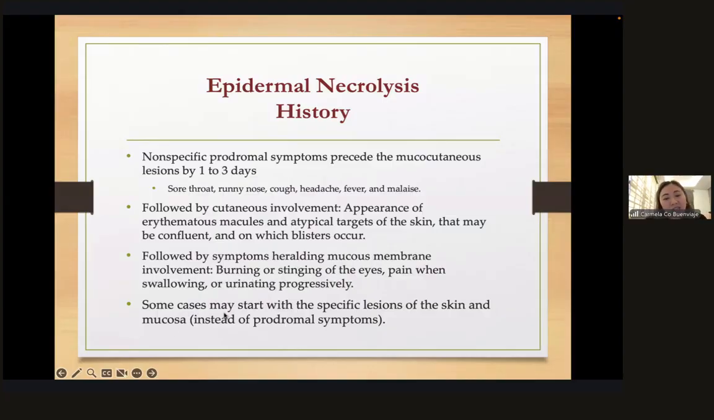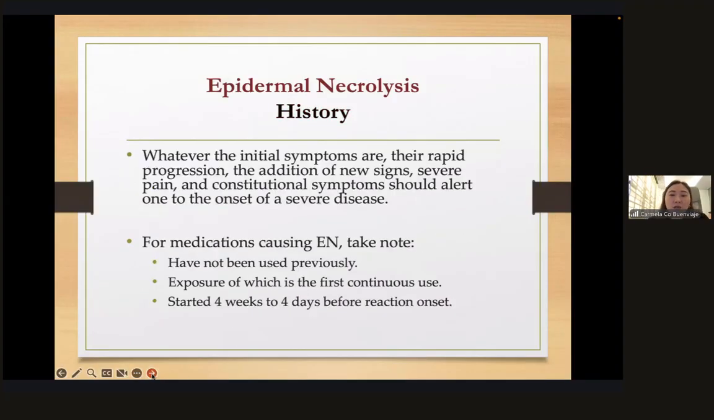So some cases may start with specific lesions on the skin and mucosa instead of prodromal symptoms, or with some prodromal symptoms first. Whatever the initial symptoms are, their rapid progression, the addition of new signs, severe pain, and constitutional symptoms should already alert the clinician of the onset of an impending severe disease.